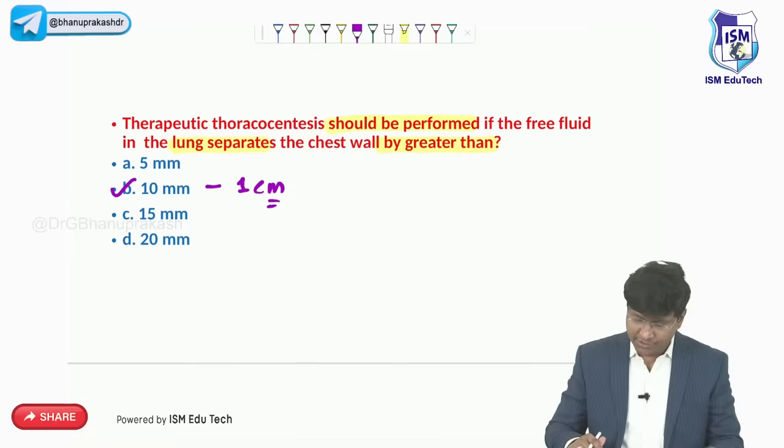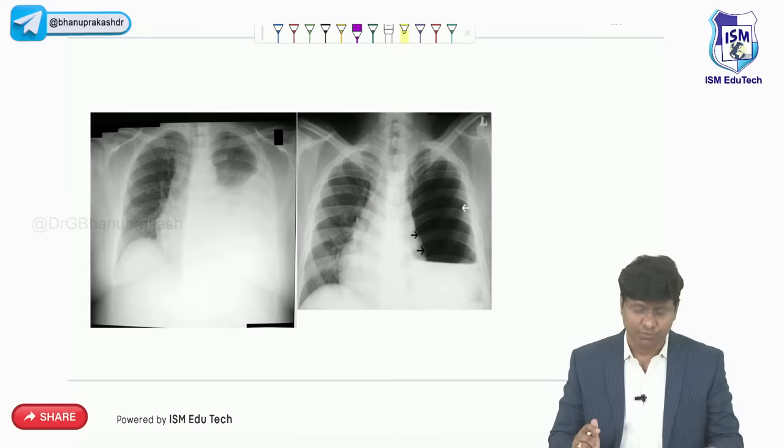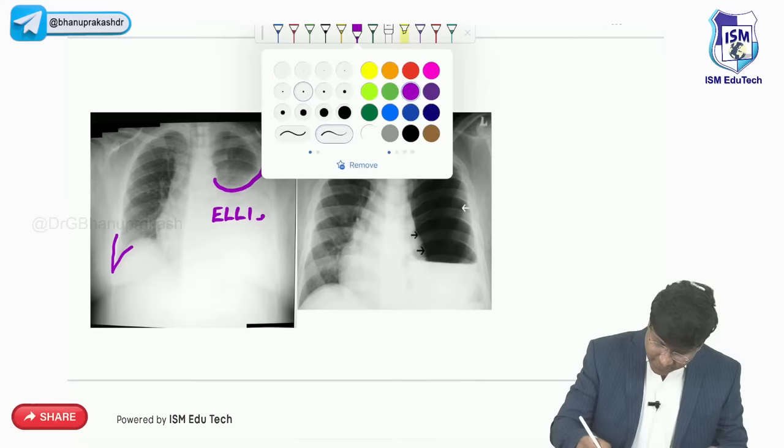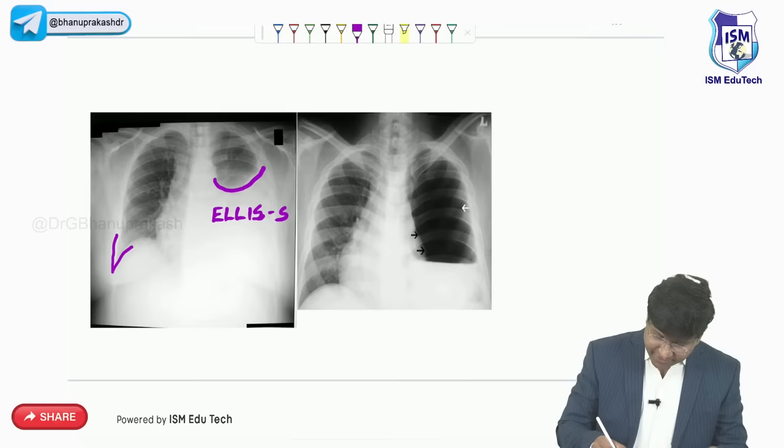And what will be the chest x-ray findings in patients with pleural effusion? The earliest finding will be blunting of the costophrenic angle. So this is the costophrenic angle that will get blunted. That will be the earliest finding. And the other findings are the presence of Ellis S-shaped curve. And what will happen to the mediastinum? The trachea will be deviated to the opposite side. So this will be the chest x-ray finding.